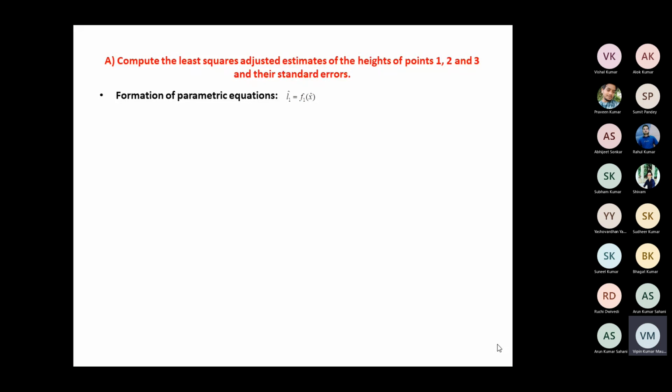So if you have the L1 observation, the difference between A and 1.1 will be written like this: x1 minus HA equal to L1. Is it clear? HA is given, the height from the datum of HA, so there is no error in this. It is written as 214.88.